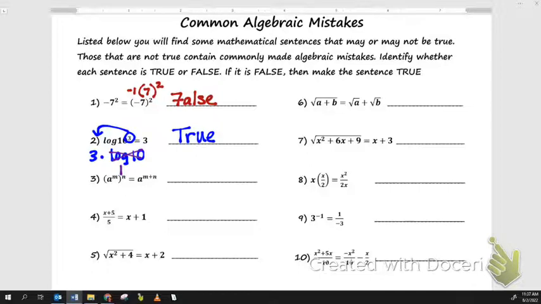Number 3 is false. Number 3 is false. And this one tripped up a bunch of people. We are going to be digging more into exponent rules tomorrow and Friday, so we will have a good refresher on these.